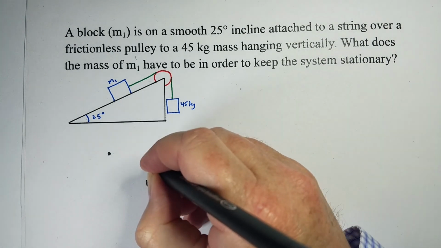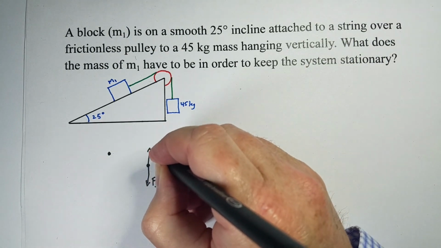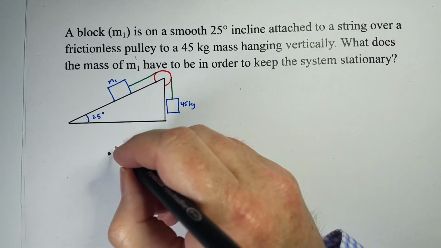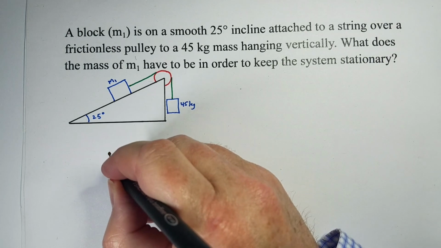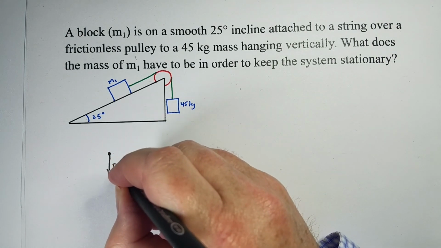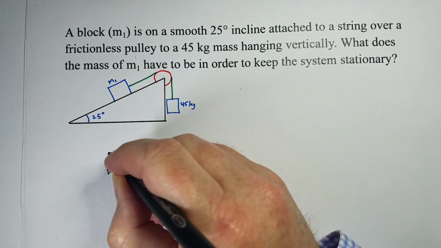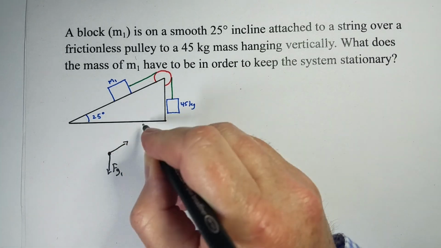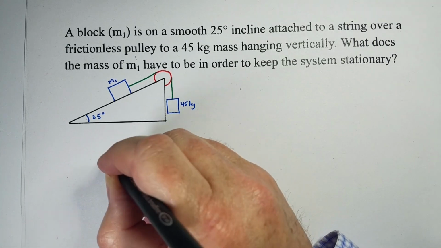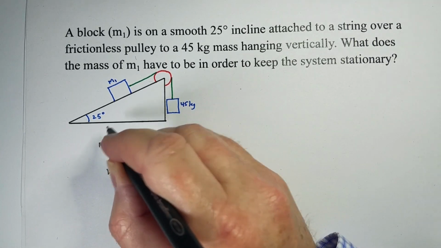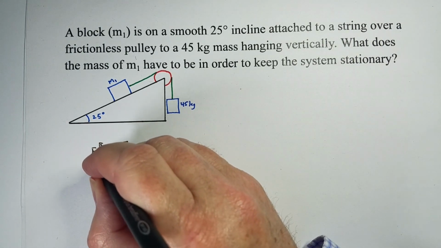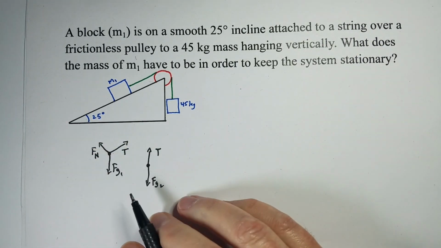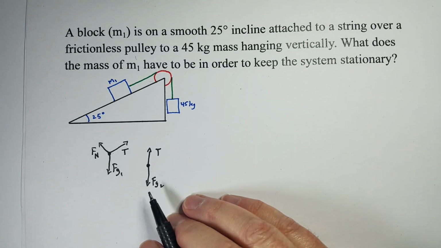If we draw a free body diagram of this system, block 2 here has gravity acting on it, so it has weight, and tension from the cord lifting up. Block 1 also has gravity acting on it. It has tension going up the incline. And then it has a normal force because it is touching a surface, even though there's no friction.